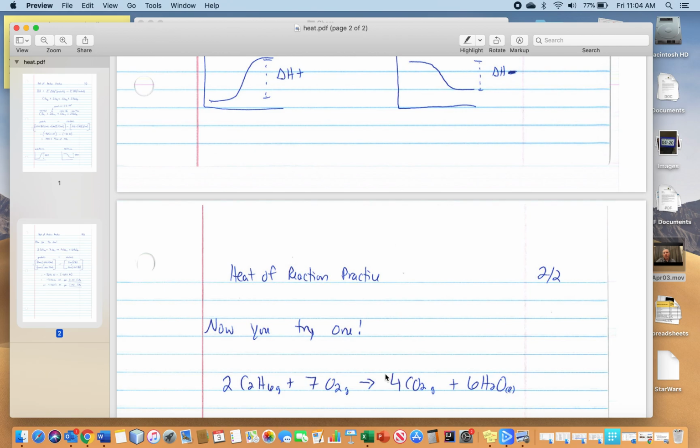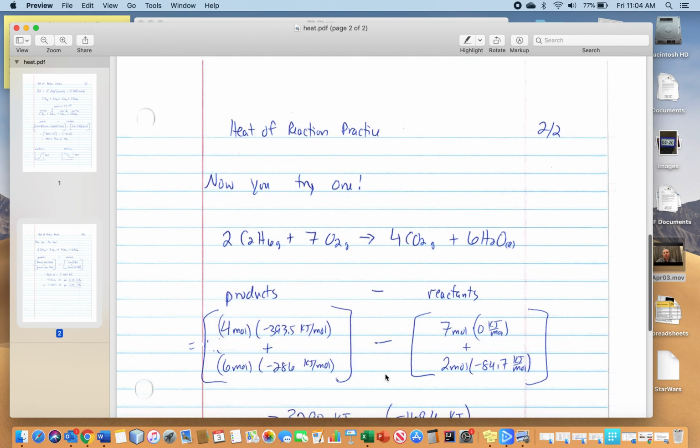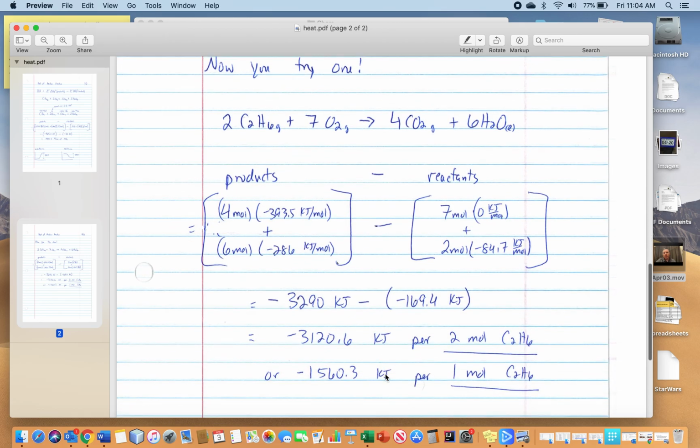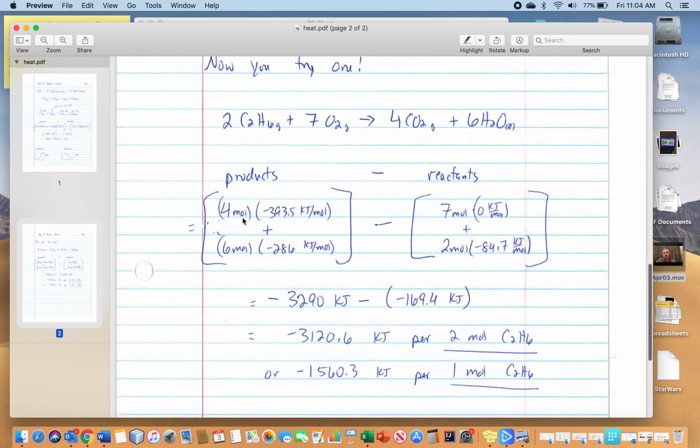Okay, so you should have worked that problem. And here we go. It's going to be the products minus reactants, except this time it's 4 times CO2 and 6 times liquid water minus 7 times 0 and 2 times negative 84.7. And this is negative 3290 minus a negative 169.4 for a total of negative 3120.6.